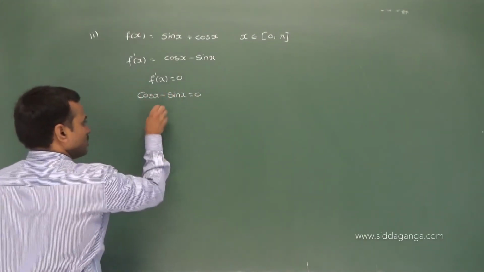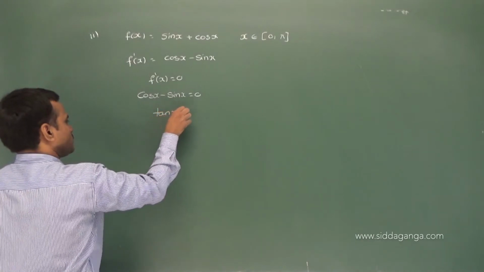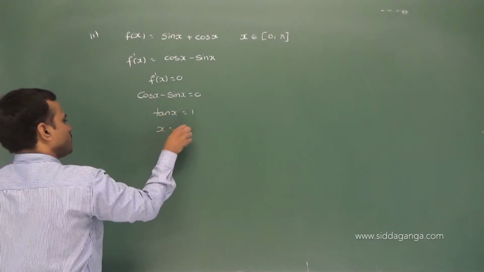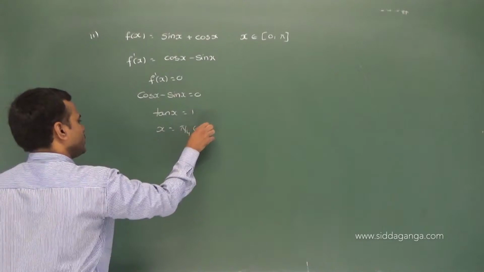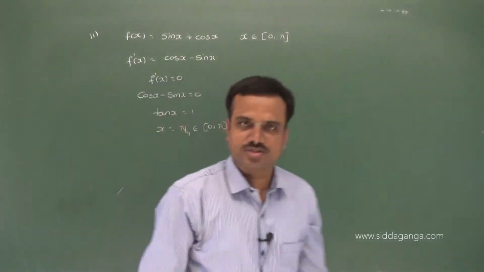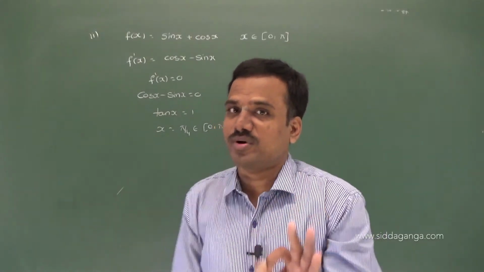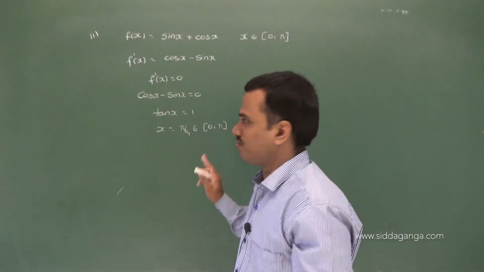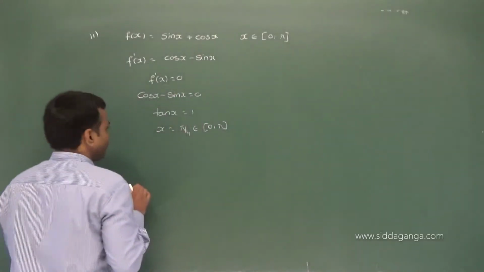Equals zero, so tan x is equal to 1, x is equal to pi by 4. Only one value we got in between 0 to pi. Correct? We got x is equal to pi by 4 as the only one in between 0 to pi. What we do? We find out all the values.